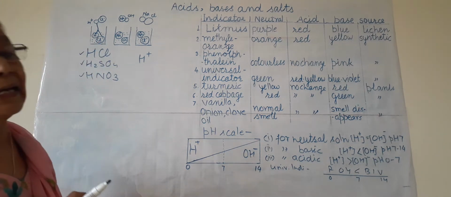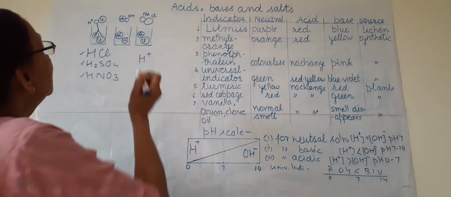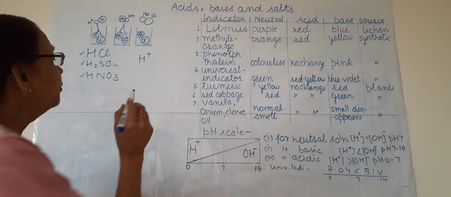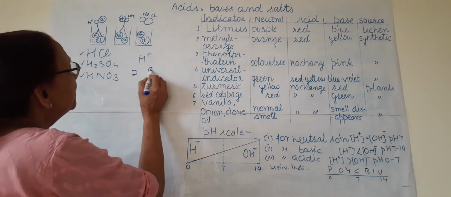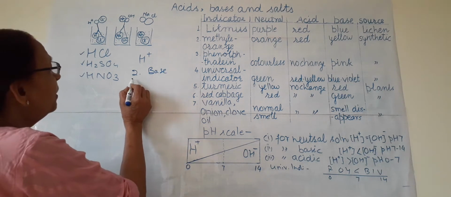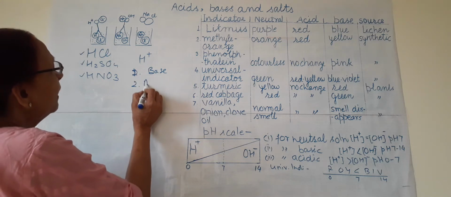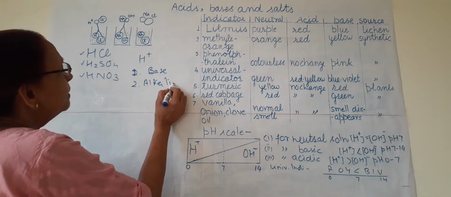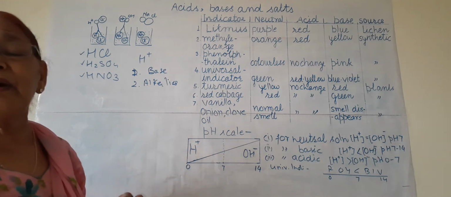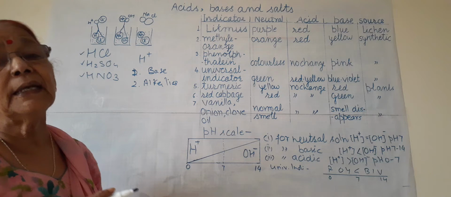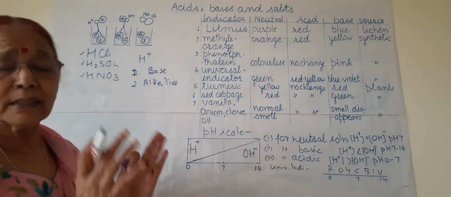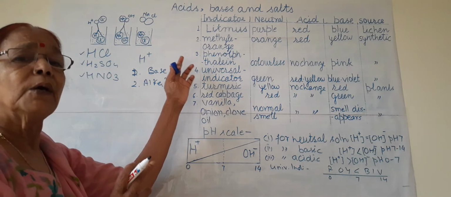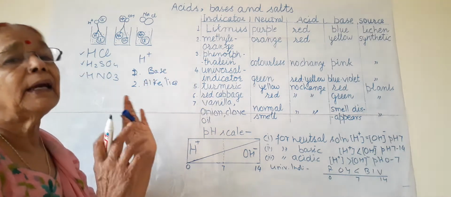So these are acids. What are bases? Bases are of two types. One are simple bases, which are insoluble in water, and second are alkalis. So what is the difference between alkalis and bases? Bases do not dissolve in water, and alkalis dissolve in water. This is the only difference. It means all the alkalis are bases, but all the bases are not alkalis.